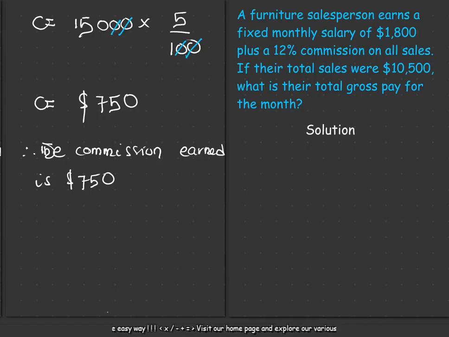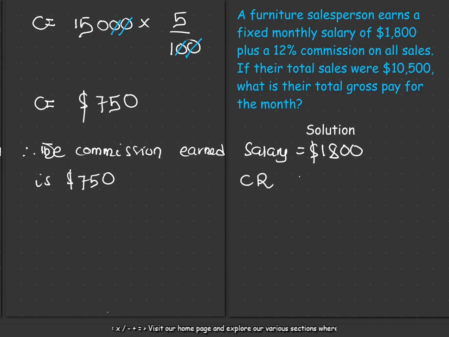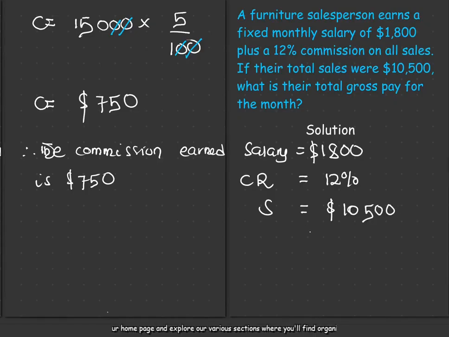You see that? So let's first of all write our parameters. We know the salary is giving us $1,800. And then the commission rate is 12%. And then the total sales is $10,500. You see, so what we want now is the gross pay or the total earnings.